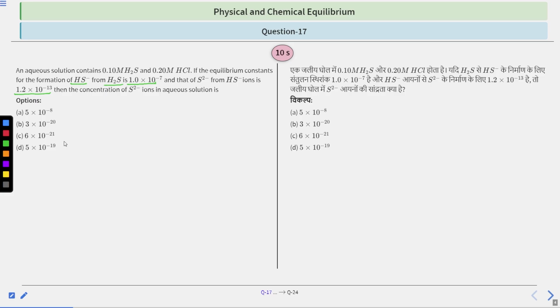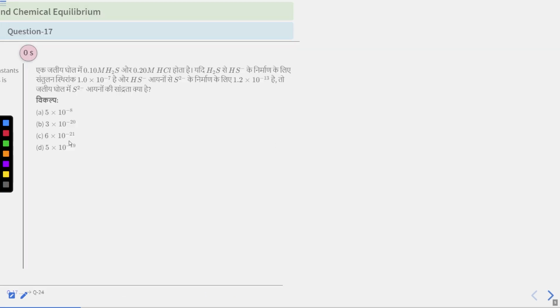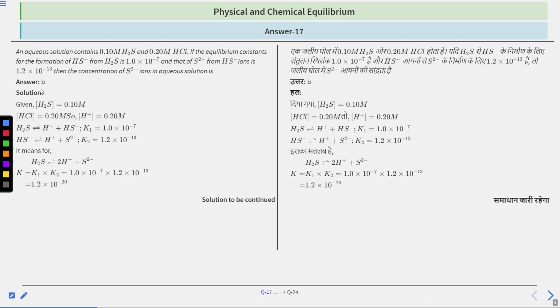So you have 10 seconds to solve this question. After that, we will see the answer. Okay, so let's see. The correct option is option B.